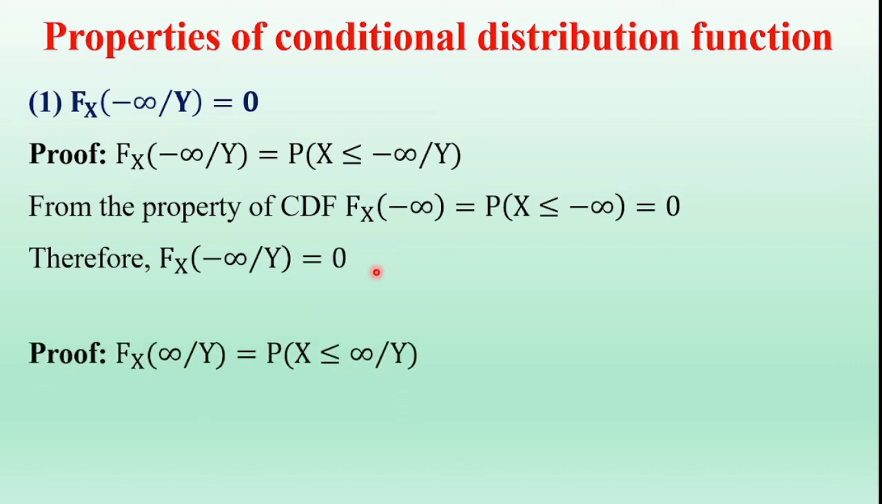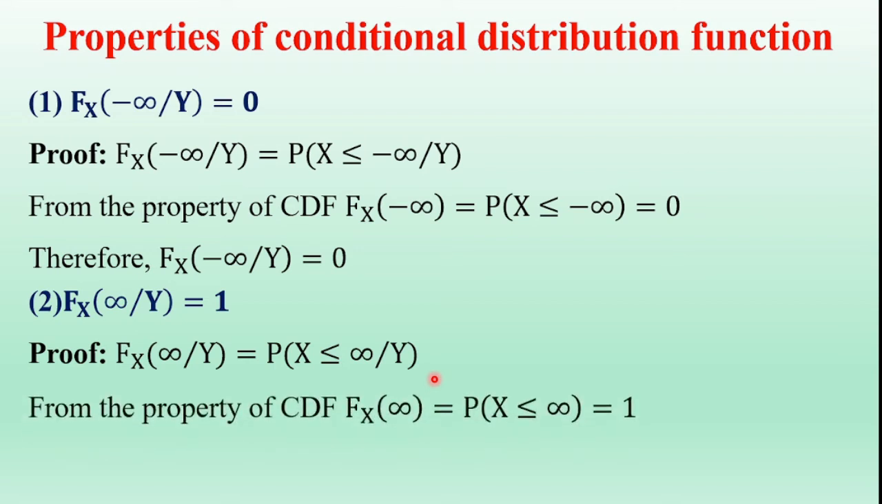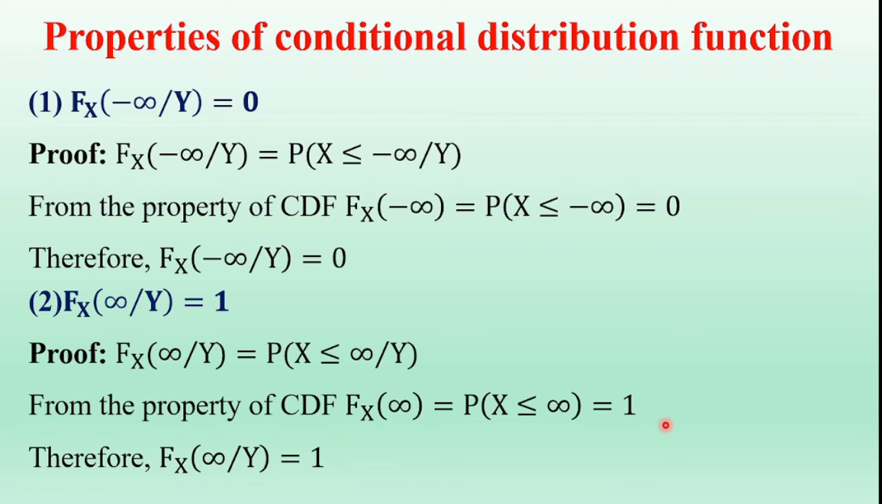And the second property is Fx of infinity by y is equal to 1. Now coming to the proof, we know that from the definition of the conditional distribution function of the random variable X, Fx of infinity by y is P of X less than or equal to infinity by y. From the CDF property, Fx of infinity is equal to P of X less than or equal to infinity, which is equal to 1. Therefore, Fx of infinity by y is equal to 1.